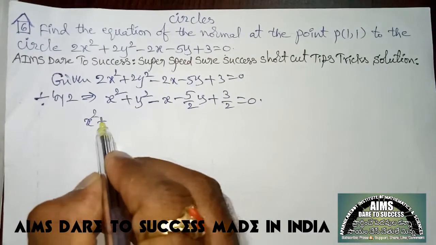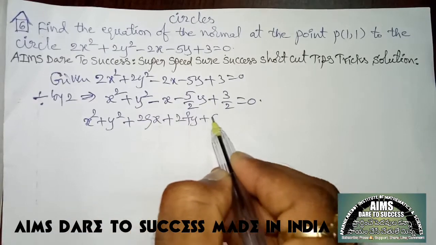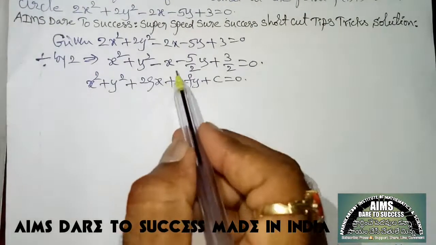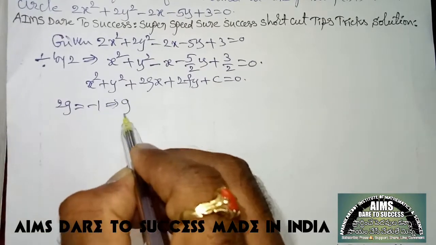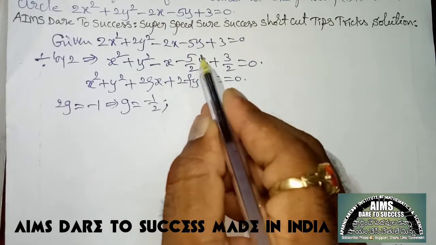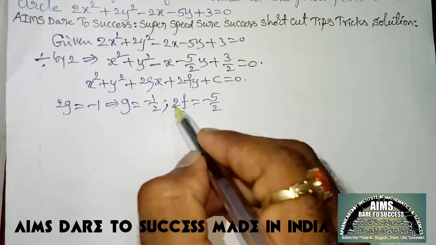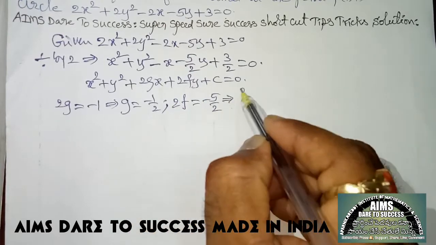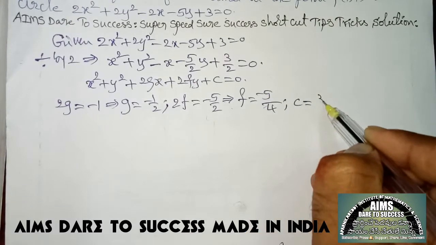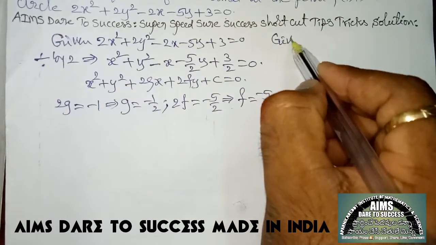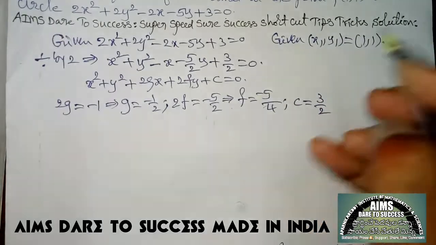Now I am comparing with the standard equation of the circle x² + y² + 2gx + 2fy + c = 0. We get the x coefficient 2g = −1, so g = −1/2. Next, comparing the y coefficient, 2f = −5/2, so f = −5/4. At the last, constant c = 3/2. And now I wanted to write the given point (x1, y1) = (1, 1).